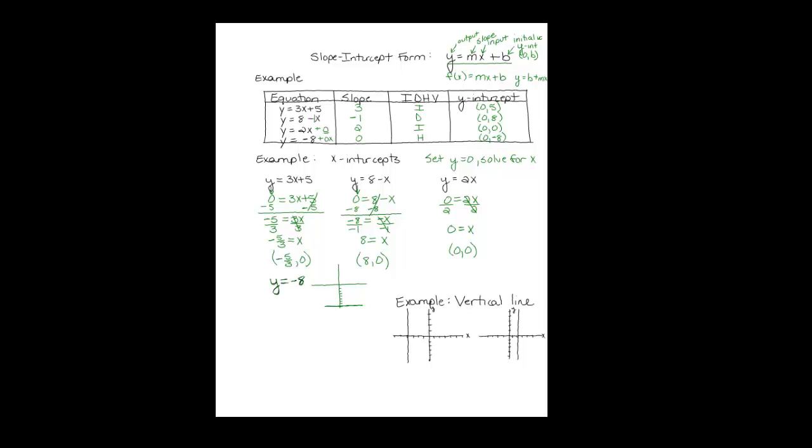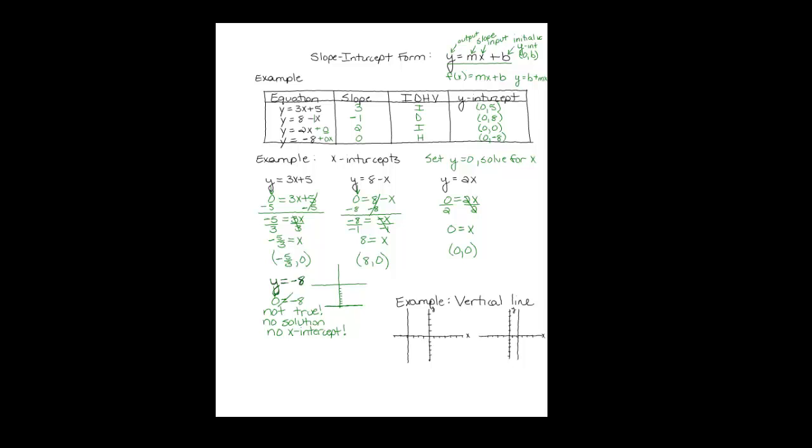So the process is the same. The y is going to be replaced with 0. 0 equals negative 8. No x is left in the equation. 0 equals negative 8. That is not true. All right, 0 is not equal to negative 8. So there is no solution to this equation. Therefore, there is no x-intercept. Which makes sense when you think about the graph.